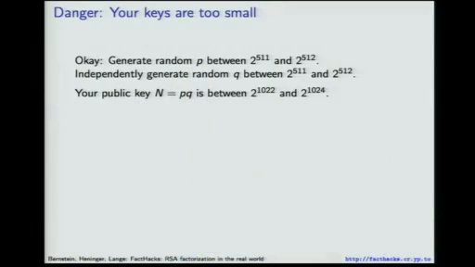Let's independently choose some big P between 2^511 and 2^512, and choose some big Q without being like the next prime or anywhere in the ballpark of P. You could maybe even say Q has to be between 2^509 and 2^510, and then it's definitely nowhere near P. And now you get this public key P times Q, which is a 1024-bit RSA key.